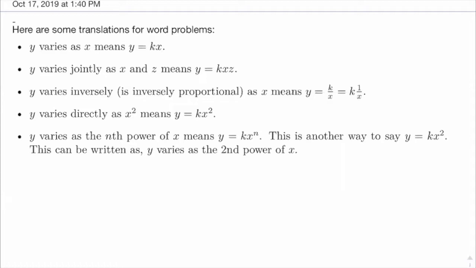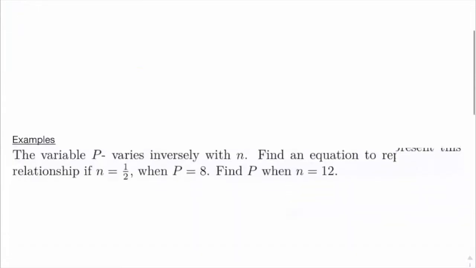Okay, now that you've read those translations, you should have picked up on some keywords. The keywords that we're going to be looking for in these problems are varies as, varies jointly as, varies inversely or is inversely proportional as, varies directly as, and varies as the nth power of. Those are the words that are going to tell us what equation we're going to want to use. Okay, so now let's take a look at an example.